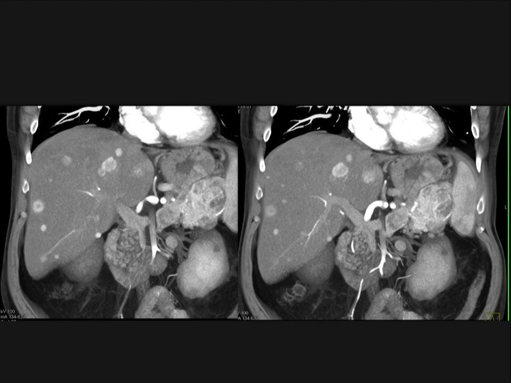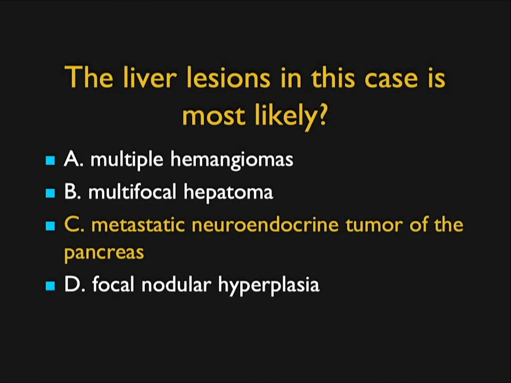It doesn't look like FNH because there's sort of rim enhancement and central low density. It's not hemangiomas because you don't have puddling. Theoretically, it could be multifocal hepatoma, but the patient's liver is not cirrhotic, and this was a metastatic neuroendocrine tumor of the pancreas.